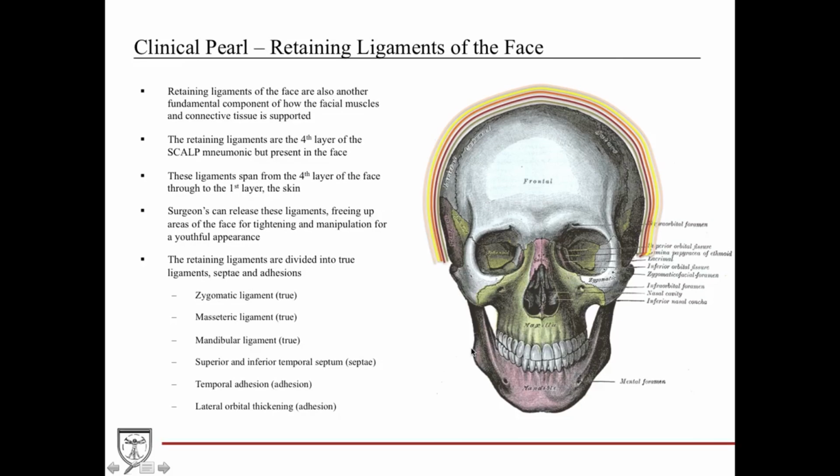And the last ones, of course, are your superior and inferior temporal septi, and then you also have your temporal adhesions. You also have your lateral orbital thickening, or adhesions as well, located close to the eye, in this region here. But these aren't considered to be true ones. The true ones are the zygomatic, masseteric, and the mandibular.